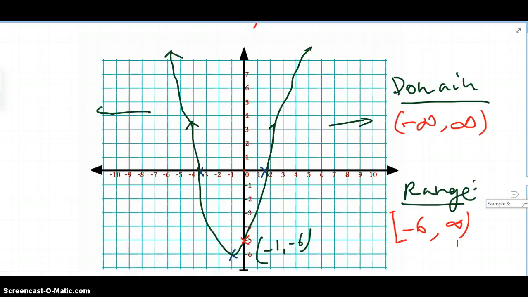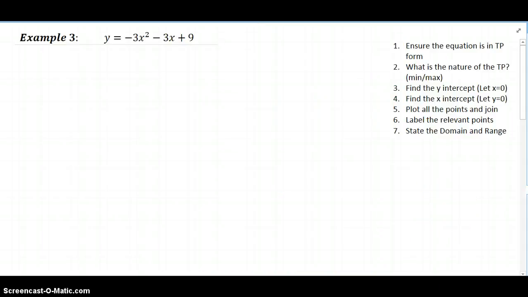Okay, so let's look at the next example that I have. So this is supposed to be example 2, sorry. Let's sketch this using turning point form methods. So the first part says ensure the equation is in turning point form. It's not in turning point form, so what we need to do is get into turning point form. So this becomes y equals minus 3 brackets x squared plus x minus 3. And so from here, what we would do is complete the square with whatever's inside.